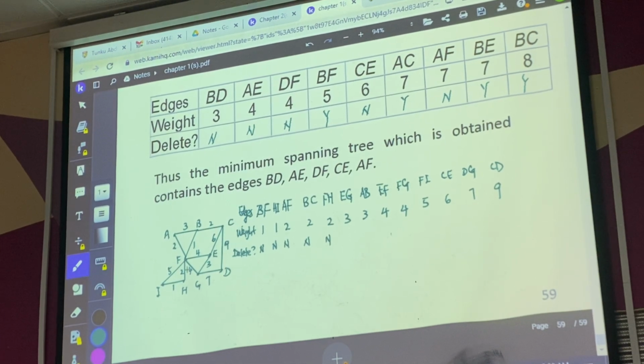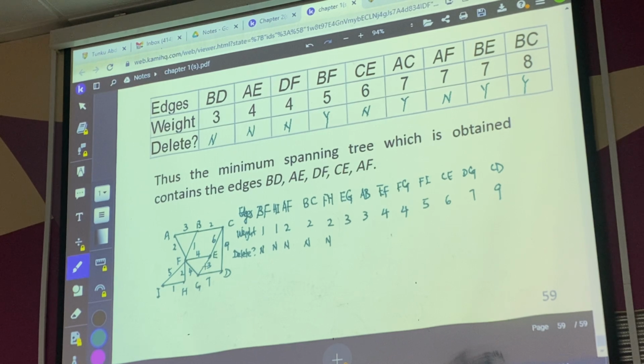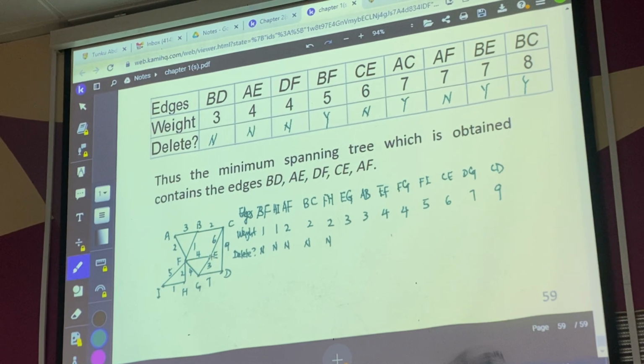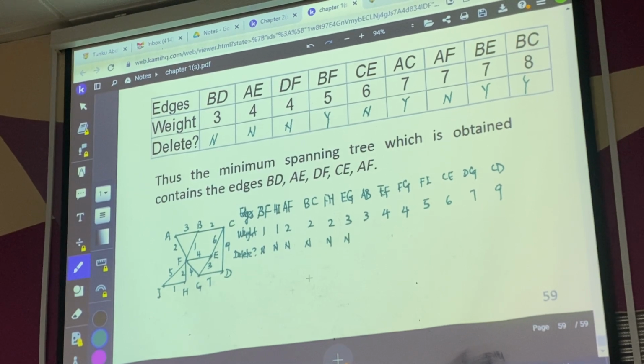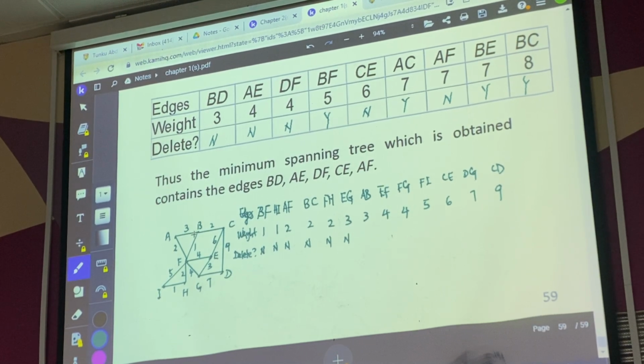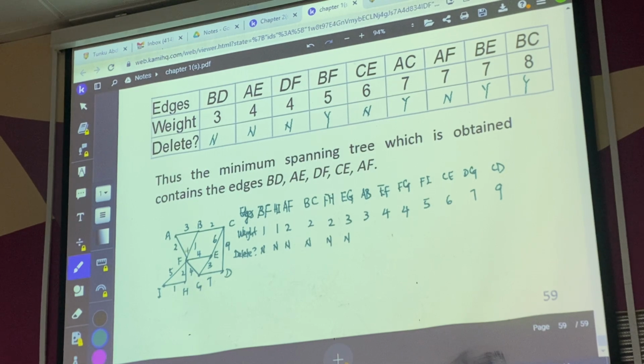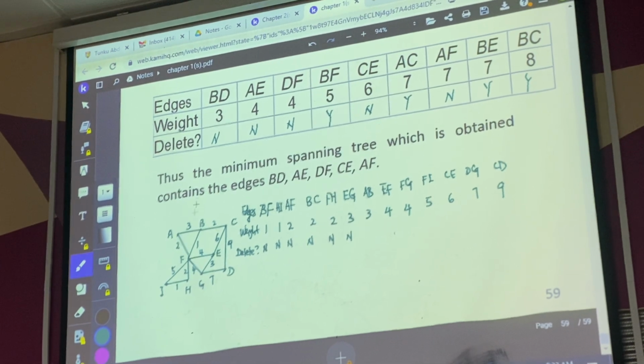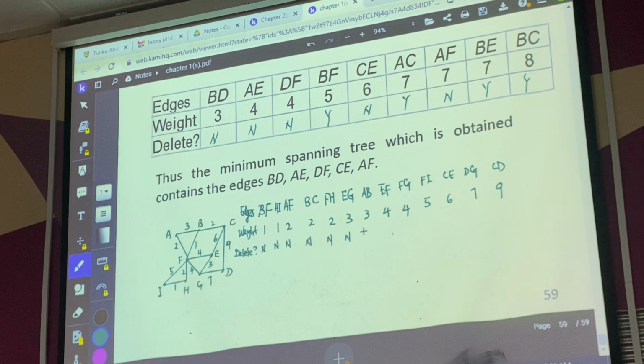So now we still can have FH, no cycle also. EG, EG. Is there any cycle for EG? No also, so we won't delete also. AB, yes, because we already have BF and AF, right? So AB will form a cycle here. So you need to delete the AB.